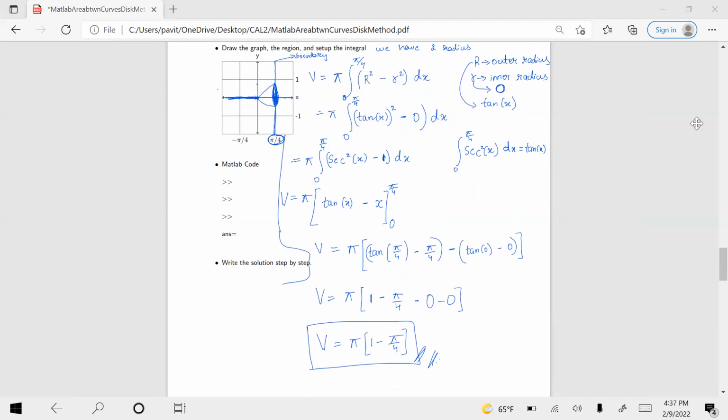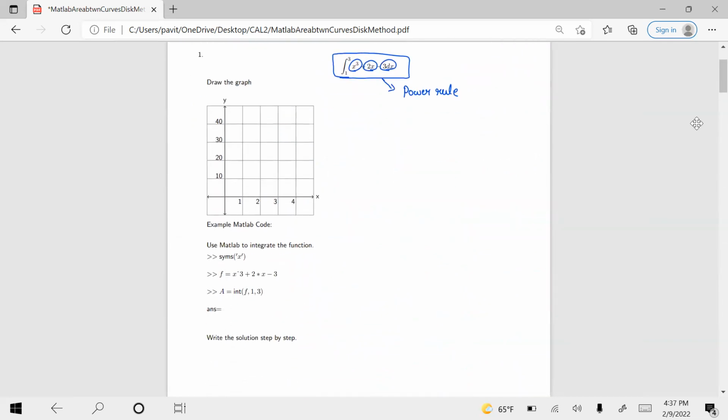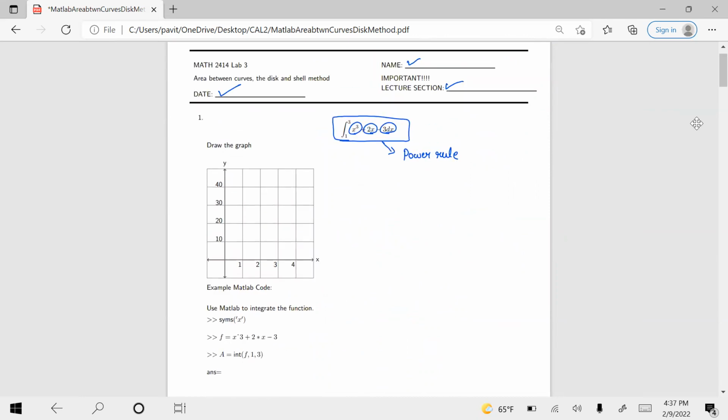Okay, before I do that, let me give you some hints. Problem one is not too difficult. It is just a direct integration. Now I know it is a bunch of formulas. So it is like x cubed, 2x minus 3.